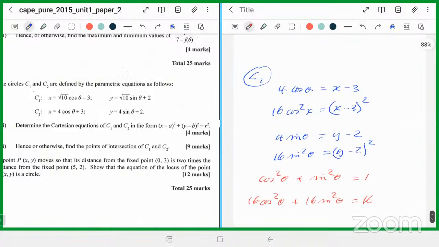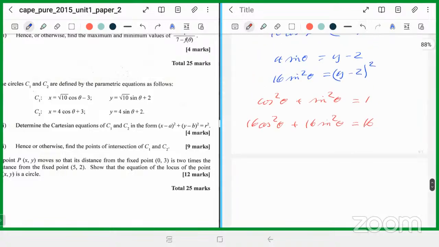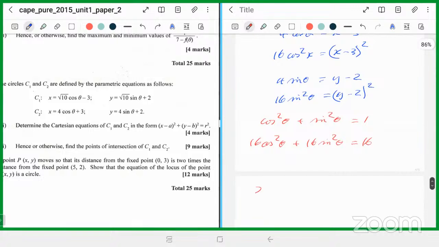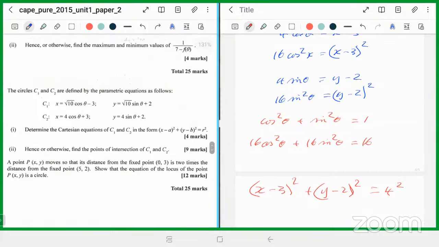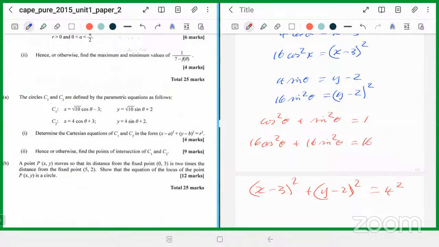So I will end up getting, first one is x minus 3 squared plus this one now, y minus 2 squared equals this radius squared, this 16, which is the same as 4 squared. That will be it. Here's the final point of intersection of the 2, but that's for a different topic. Let's get back to the proof.